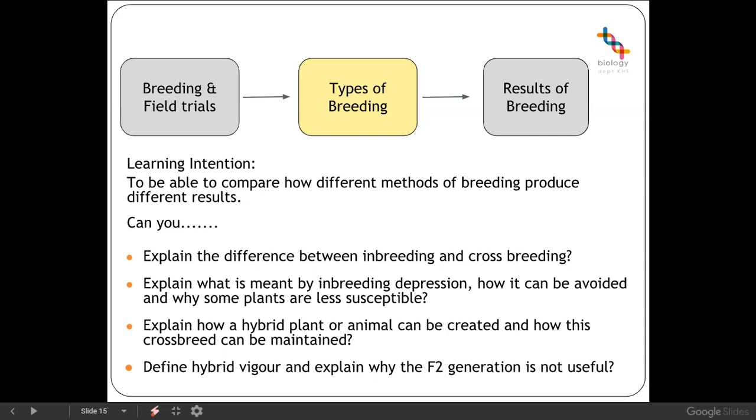The F2 generation is not always useful because it shows too much variation as a result of breeding these heterozygotes together.